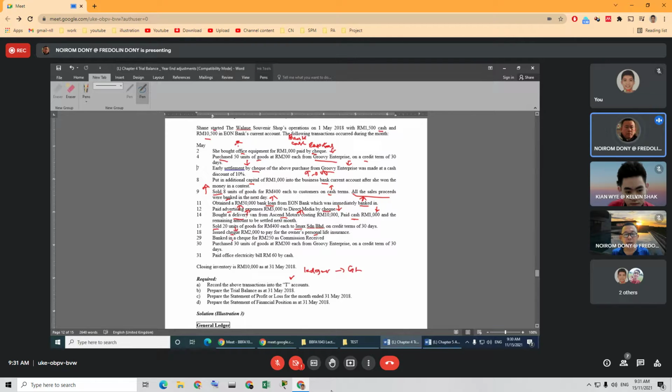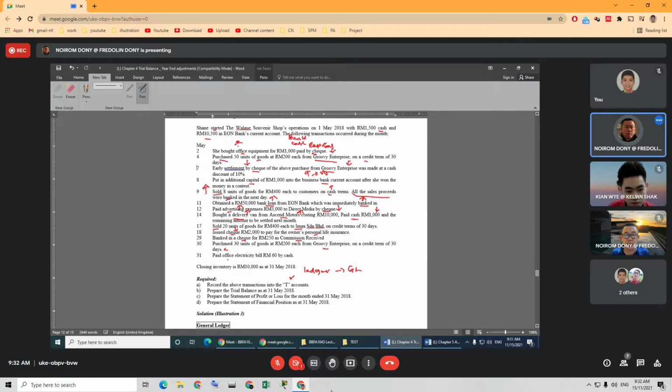Now on the 29th, bank in a check, 250 as commission received. So increase of check, increase of revenue. Okay, so debit bank, credit commission received. On the 30th, purchase 30 units of goods at 200 each. Again, 30 times 200, yeah, 6,000. And from Groovy Enterprise on credit term. So meaning this is credit purchases.